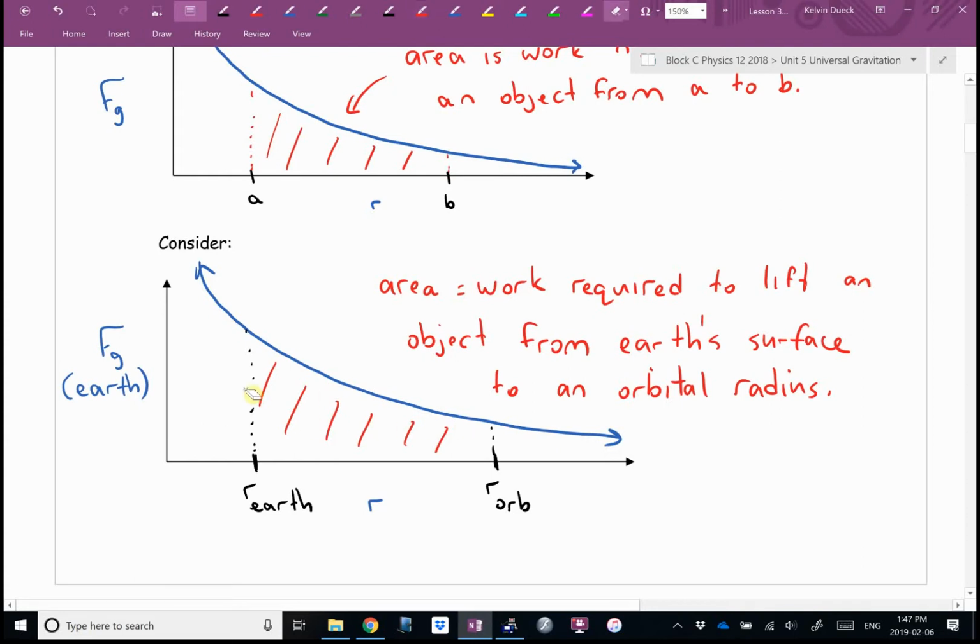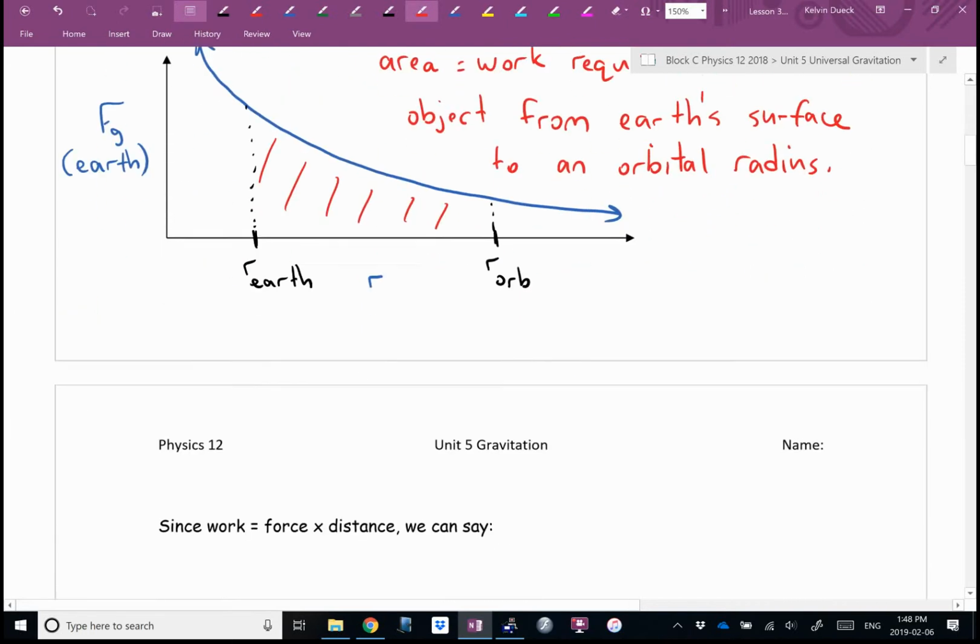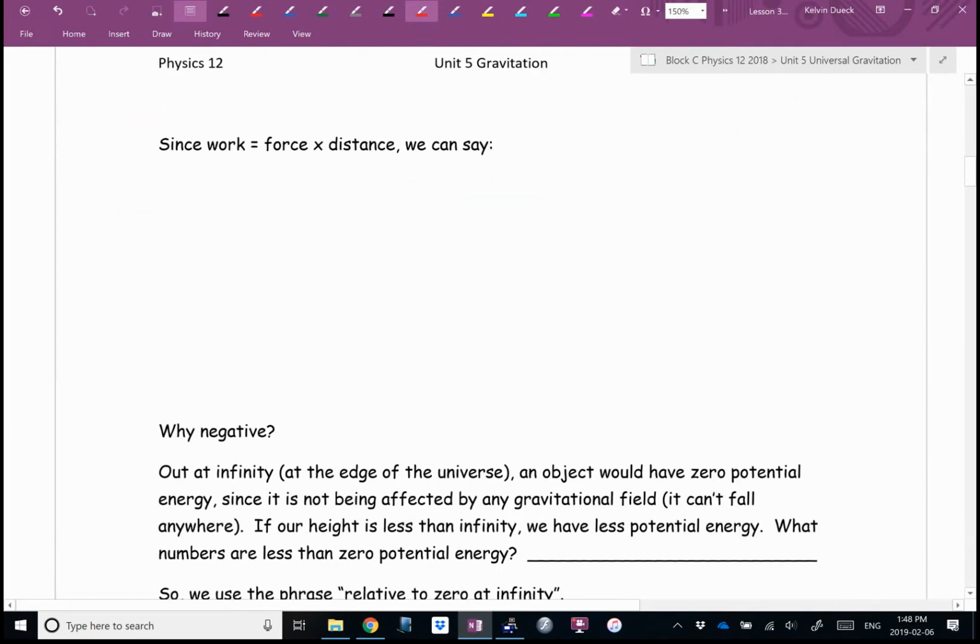So this is how much work it would take to lift something up, not to put it in orbit yet, just to get it to the right height so that it can stay once we give it the correct orbital speed. Got the argument? The question is, again, how do you find the area of that curvy thing? Calculus, which most of you don't know.